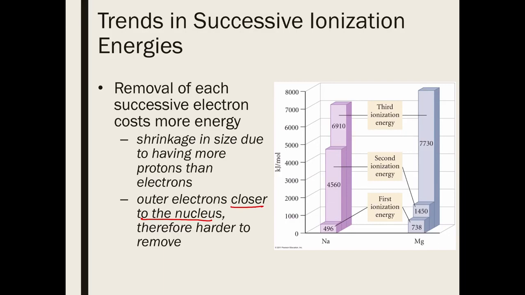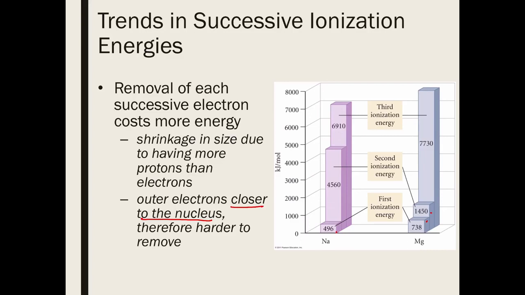This graph over here on the left, I want to spend a minute and talk about that. As you'll see, the first ionization energy for sodium is really low, and then it gets really high, really fast. Whereas for magnesium, the first two are fairly low, and then it jumps up really crazy.